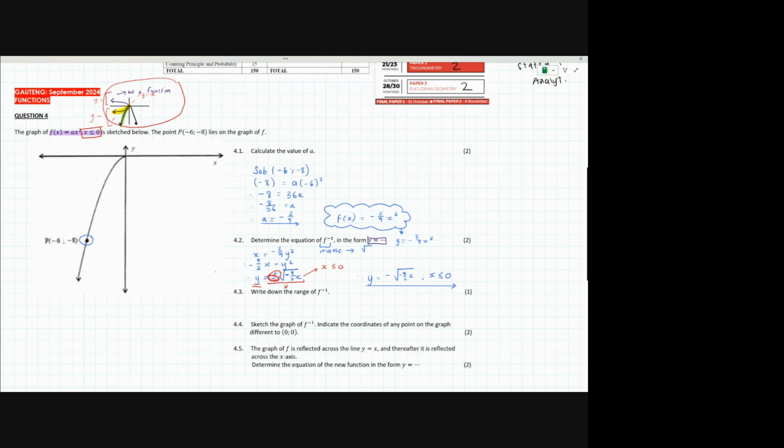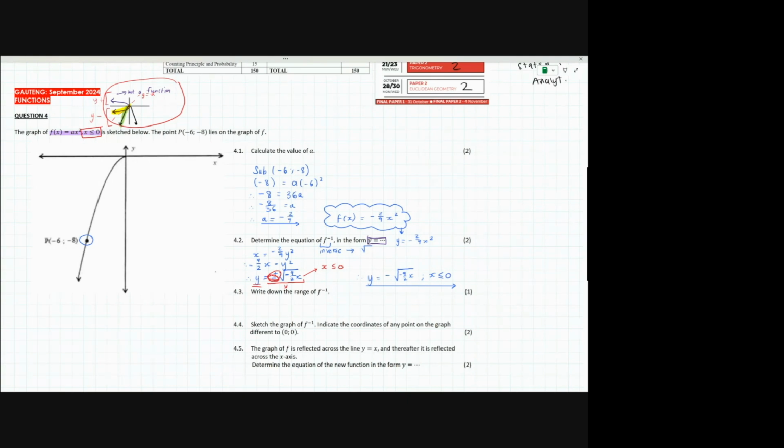Now, obviously, we know 1 mark in 150 marks is not a huge train smash. However, it is 1 mark of difference between passing and failing. So don't make the mistake of forgetting those restrictions and forgetting that information. We need to have that in. And that is particularly important when we work with inverses of quadratic functions. Okay, super, super important.